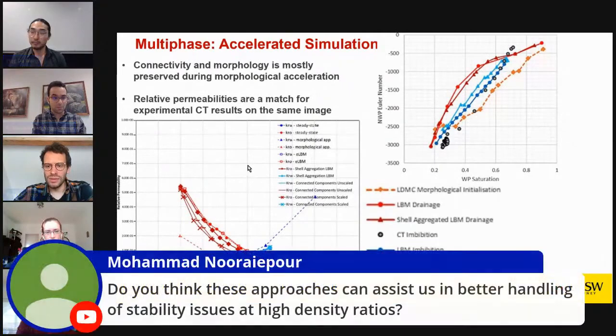Okay. And then Mohammed is asking a question. Do you think these approaches can assist us in better handling of stability issues at high density ratios? Maybe.